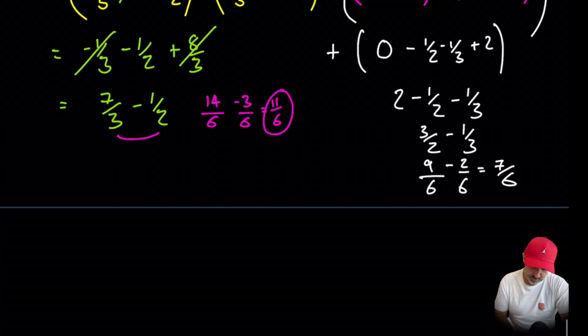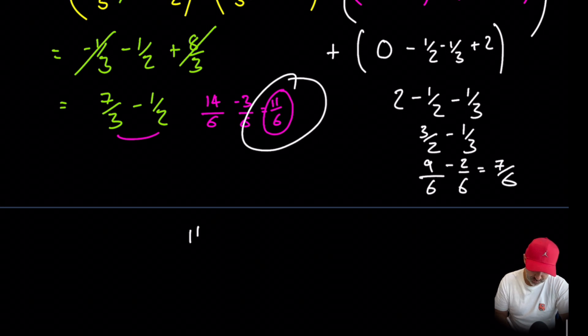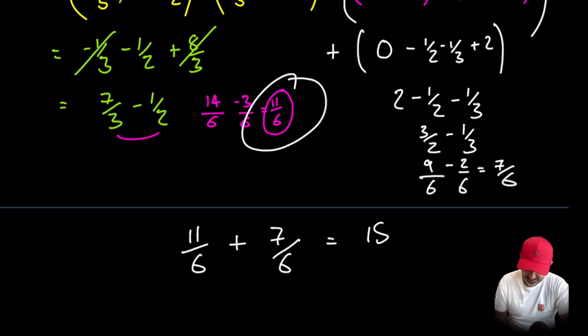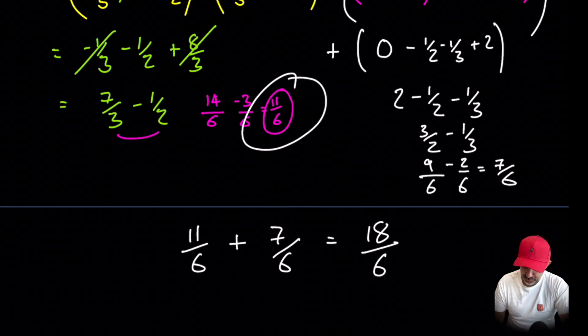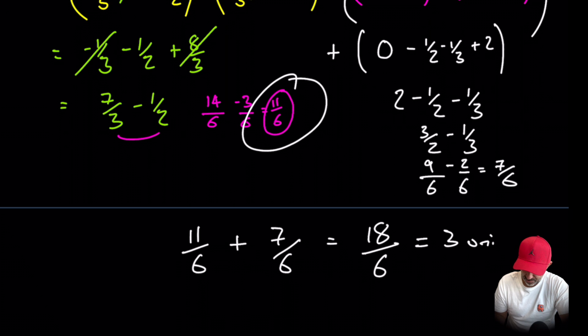So putting all this together, we got this 11 over 6 plus 7 over 6, which is 18 over 6, which is 3 units squared.